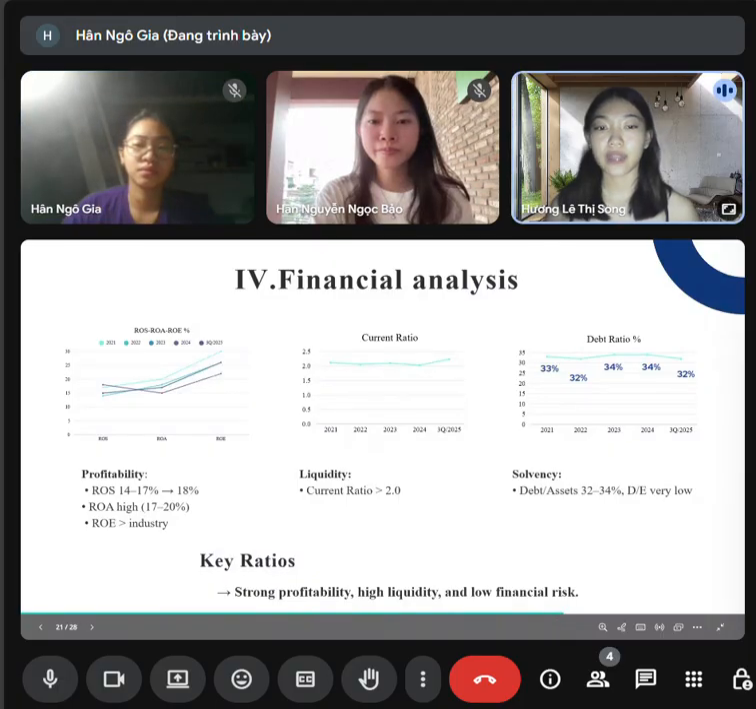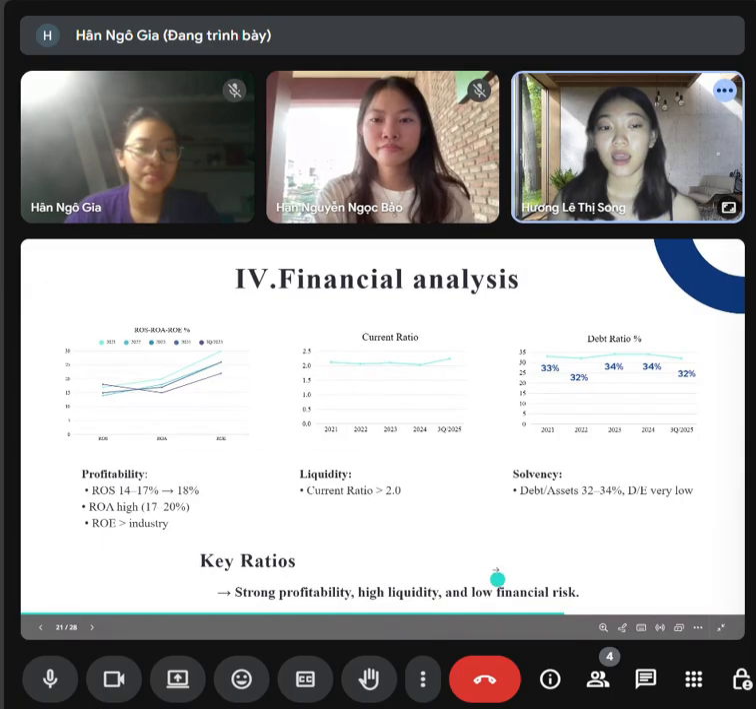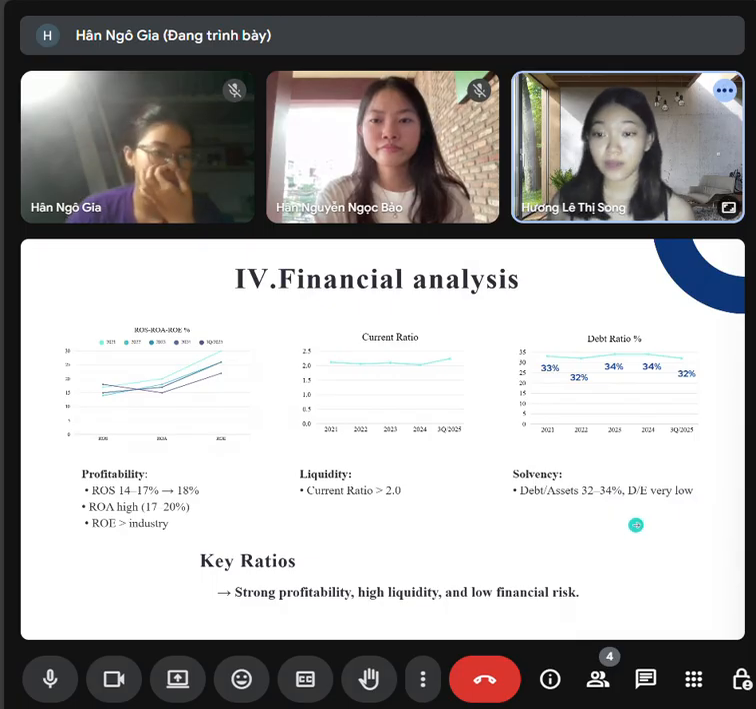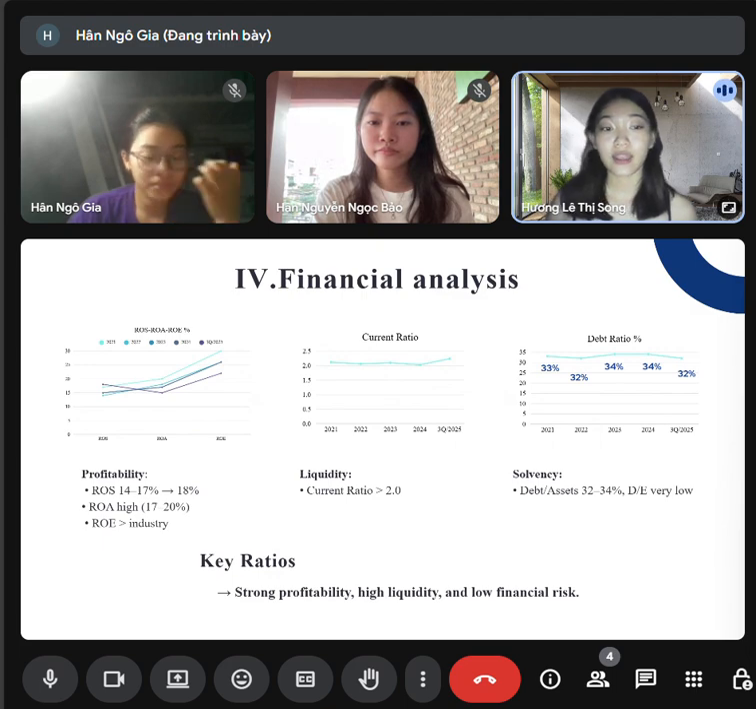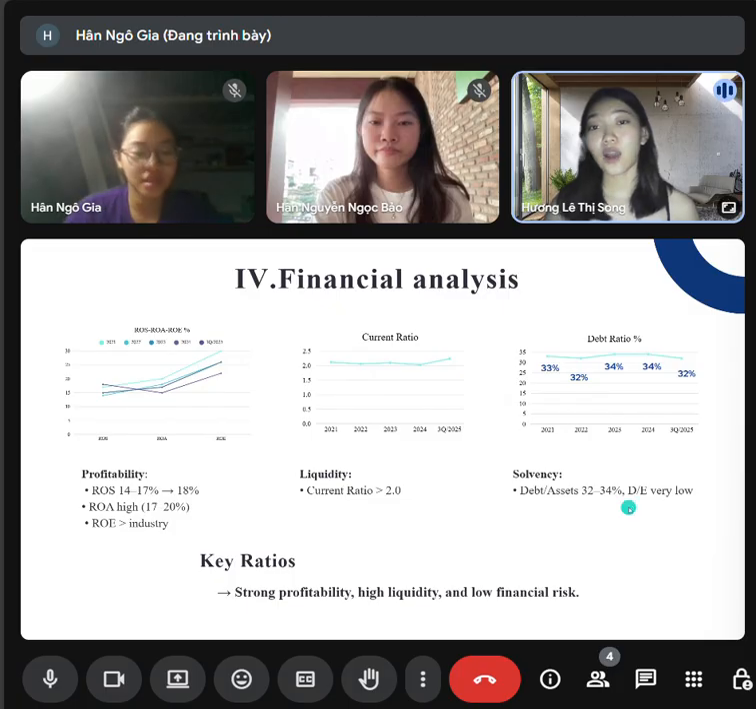The current ratio is about 2, which is very strong liquidity. And lastly, the debt ratio remains around 32 to 34%. It means low financial risk. In short, Vinamilk has good profit, healthy liquidity, and low risk.